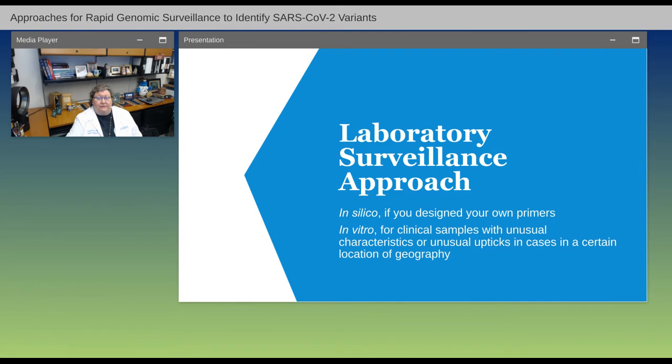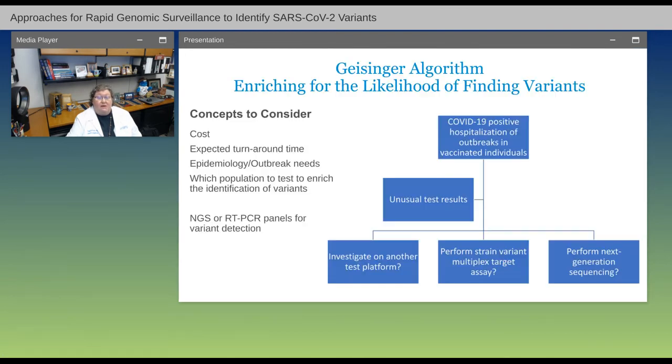The laboratory surveillance approach is in silico if you've designed your own primers, and in vitro for clinical samples that have unusual characteristics. And people are asking, well, how do we pay for this? Why do we need to do this? Do we need to do it at all? So this is one algorithm that we've defined that was designed to try to enrich for the likelihood of us finding variants in our population.